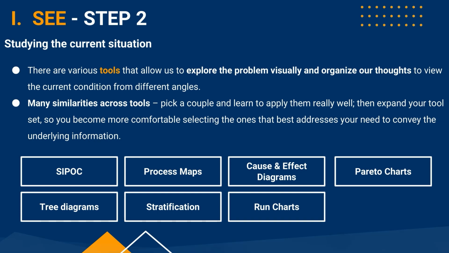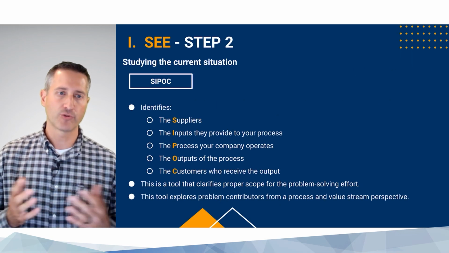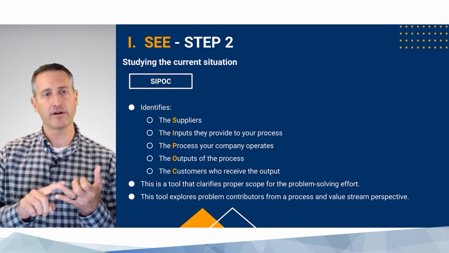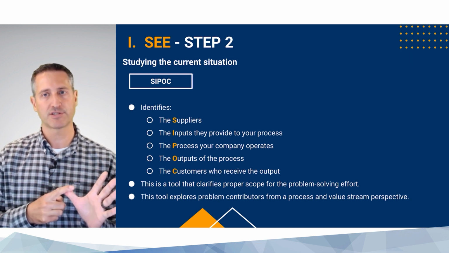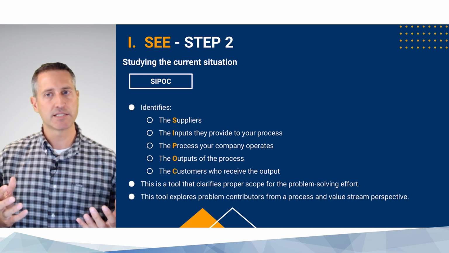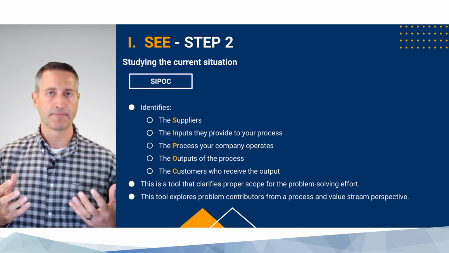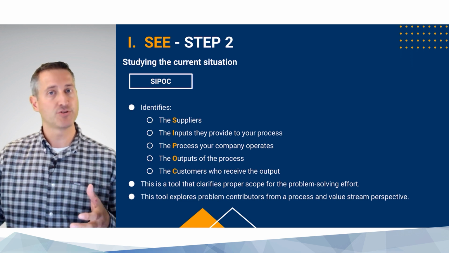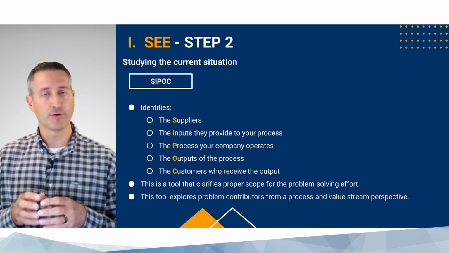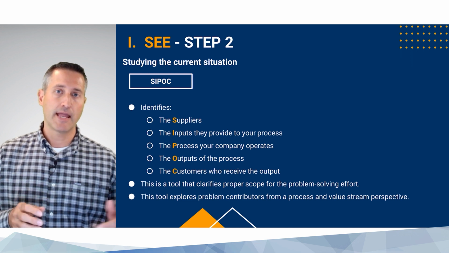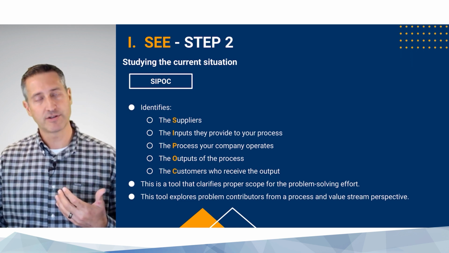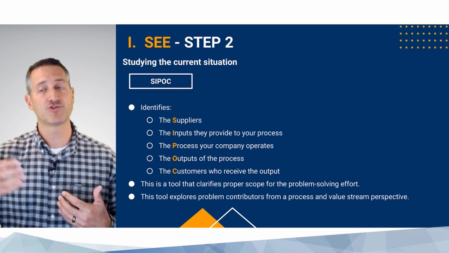All right. So we'll just walk through each one of these and we'll start with SIPOC. SIPOC stands for Supplier, Input, Process, Output, and Customer. The idea is that every process is a set of steps, right? And those steps produce an output. Those steps require an input. And inputs are provided to us by suppliers, and outputs are provided to customers.